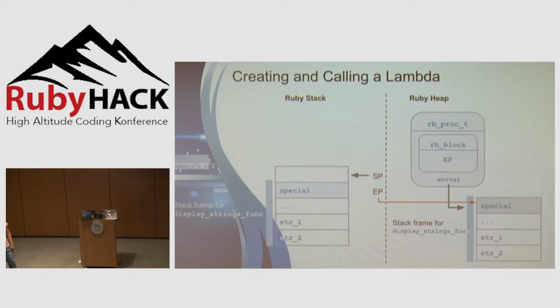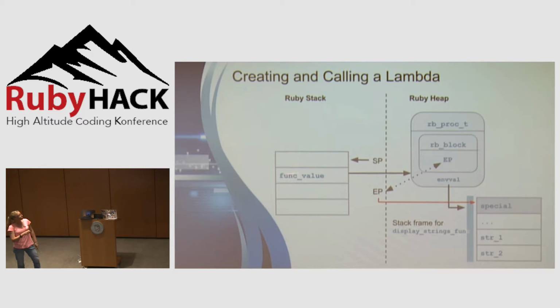And once this is done, it's this modified value for the environment pointer that gets copied into the environment pointer property of this block that belongs to the lambda. And this lambda is now set, it can be returned. And so the display strings func exits, and the lambda is assigned to the func value variable on the stack.